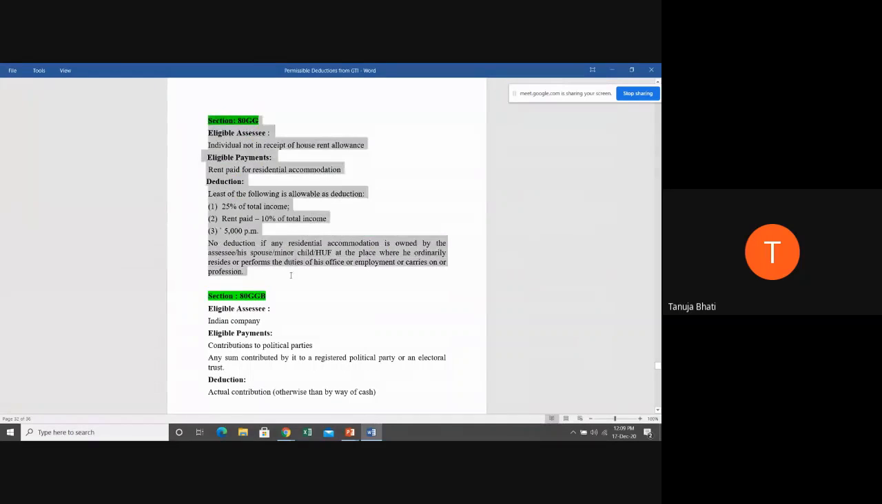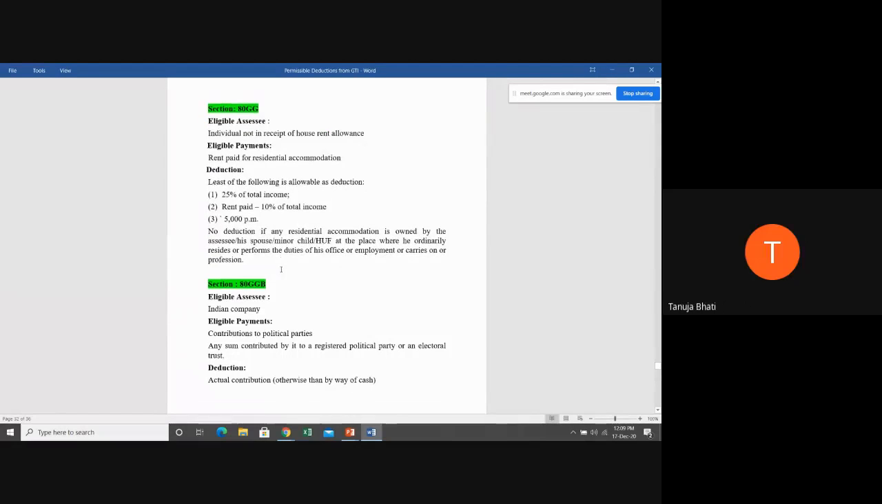So did everyone understand Section 80GG? You only need to remember for whom it is applicable, when this deduction is given, and what is the amount of deduction. So students, have you understood 80GG? Yes, ma'am.